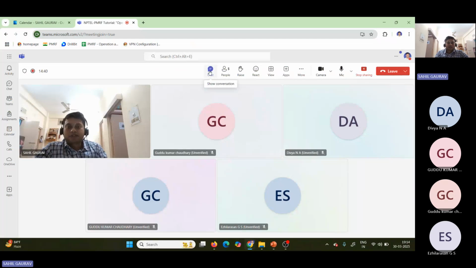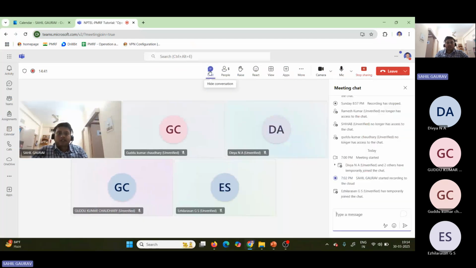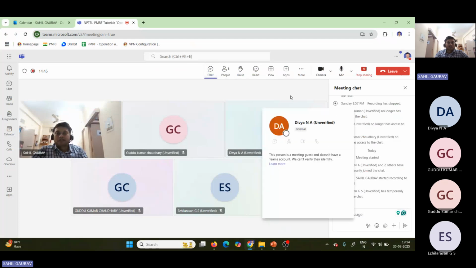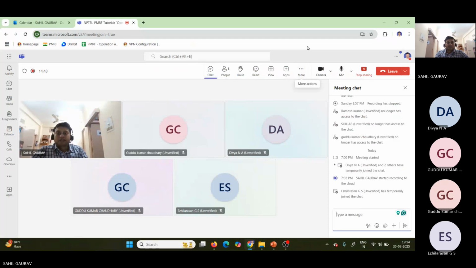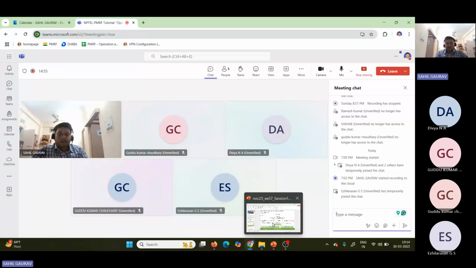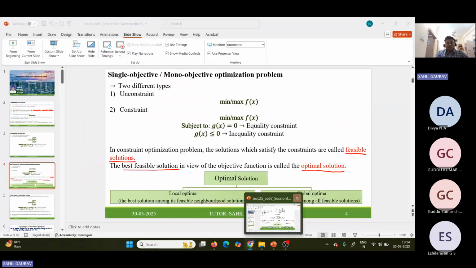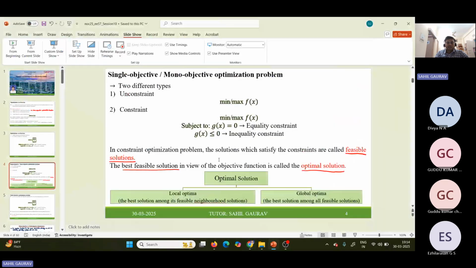Today this Microsoft Teams is not working, so I have logged in through this website. If you are having any problem while going through the slides, like if you are not able to see or any problem happens, then you just interrupt me, or you can type it in the chat box.